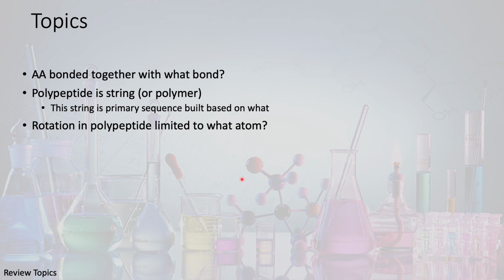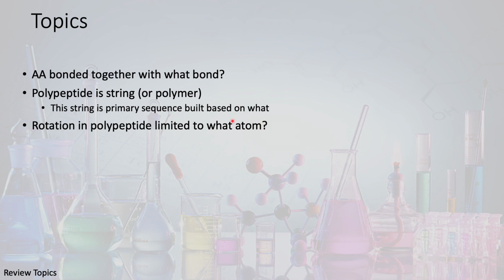So this slide is just a stop check to review. Go ahead and pause if you want to. Just a reminder, amino acids are bonded together with which bond? That would be the peptide bond between the carboxyl group of one amino acid and the amine group of the next. A polypeptide is a string or polymer of multiple peptides, right? So polypeptide would imply multiple peptides. And this string is the primary sequence built based on what? This string of amino acids is built on the basis of our DNA coding, and DNA is transcribed into RNA, and our RNA is translated into amino acids by their codon sequences, right? If this is sounding a little unfamiliar, be sure to review our video about the central dogma of biology.